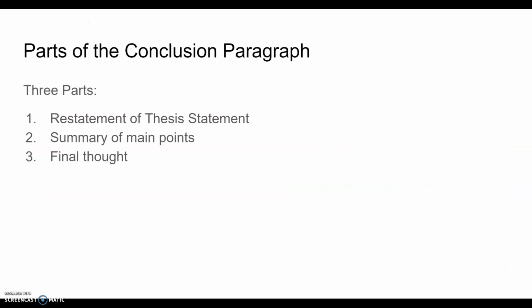Finally, we have the conclusion paragraph. The conclusion paragraph also has 3 parts. The first part is a restatement of the thesis statement. Then we have a summary of the main points, and then we have a final thought. And the final thought is a sentence or 2 that leaves the reader with something to think about related to your essay.